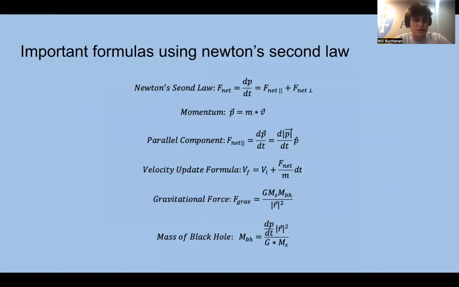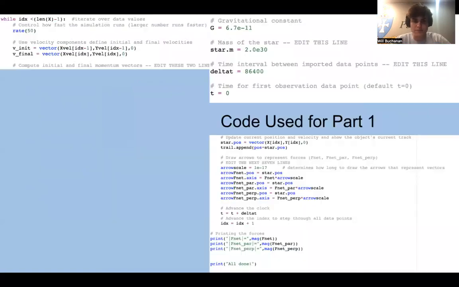And these are some important formulas we use throughout the lab to do our calculations. We have Newton's second law, momentum, the parallel component, the velocity update formula, the gravitational force formula, and the mass of the black hole, which can be derived from the gravitational force formula.